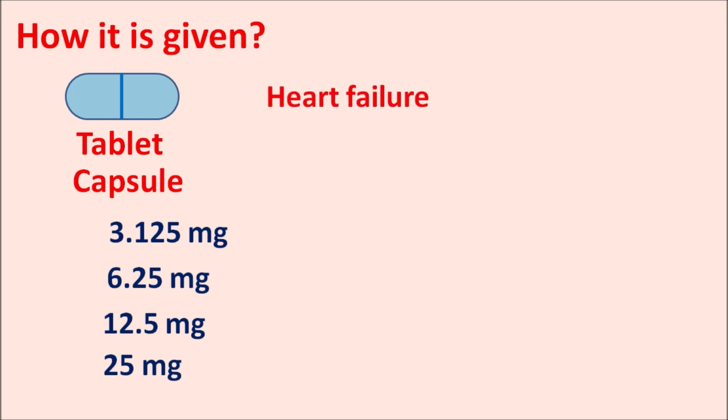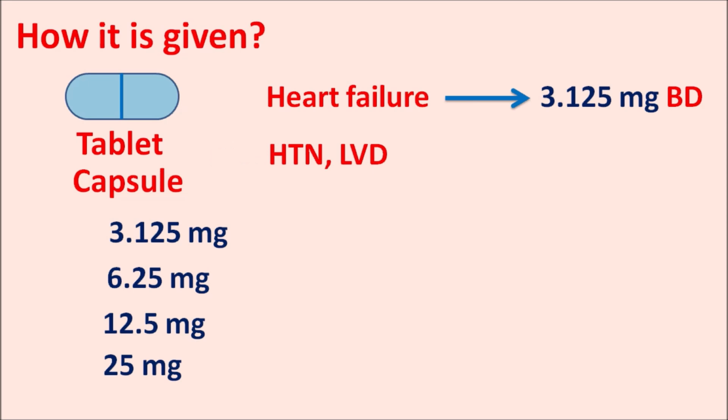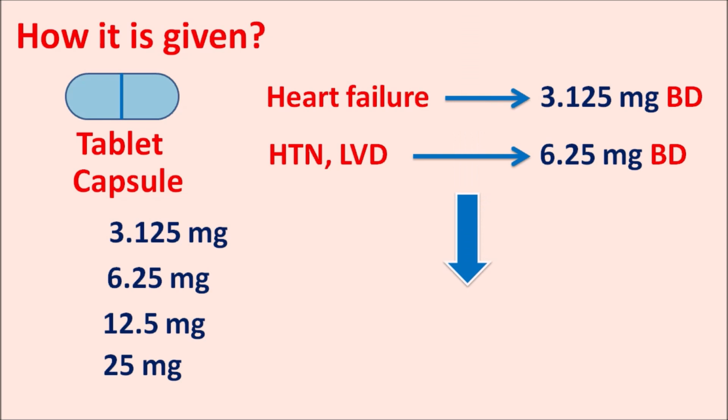In case of heart failure, this drug is started at a low dose of 3.125 mg given twice daily. But in case of hypertension or left ventricular dysfunction, this drug can be used at an initial dose of 6.25 mg, again given twice daily, and in both of the cases the dose can be slowly increased such that the maximum dose of 25 mg can be achieved, and the dose adjustment should be done after 1 to 2 weeks of the treatment.